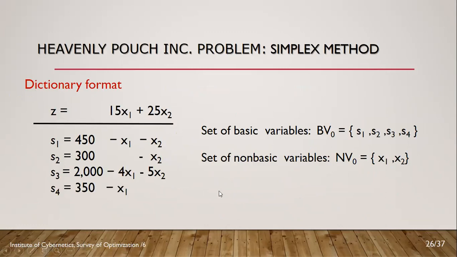Step 2, we rewrite this model in the dictionary format by adjusting the columns corresponding to the variables and the column of free coefficients. The slack variables are expressed as the difference between the right-hand side and the left-hand side. The left-hand side parts are basic variables, and they are s sub 1, s sub 2, s sub 3, s sub 4. The other variables, x sub 1, x sub 2, are non-basic variables.